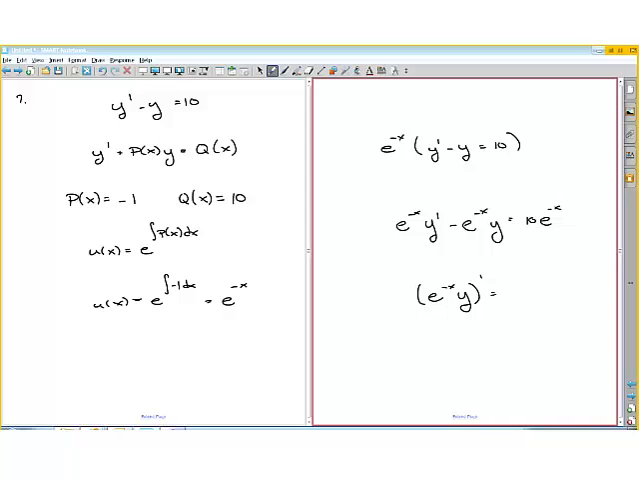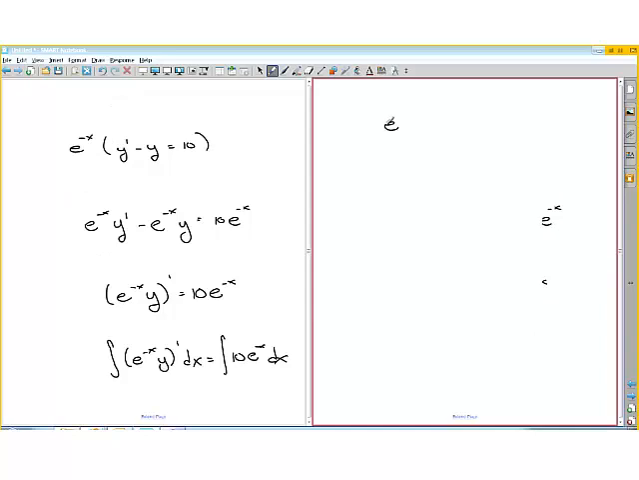And then what we do is we're going to integrate both sides. So basically we have the integral of the derivative of e to the minus x y, and we're going to multiply that by dx. We're going to multiply the right-hand side by dx as well. And so the result is always just the term in the parentheses. So you get e to the minus x times y is equal to the integral of 10e to the minus x dx. So then we just go through this integration.